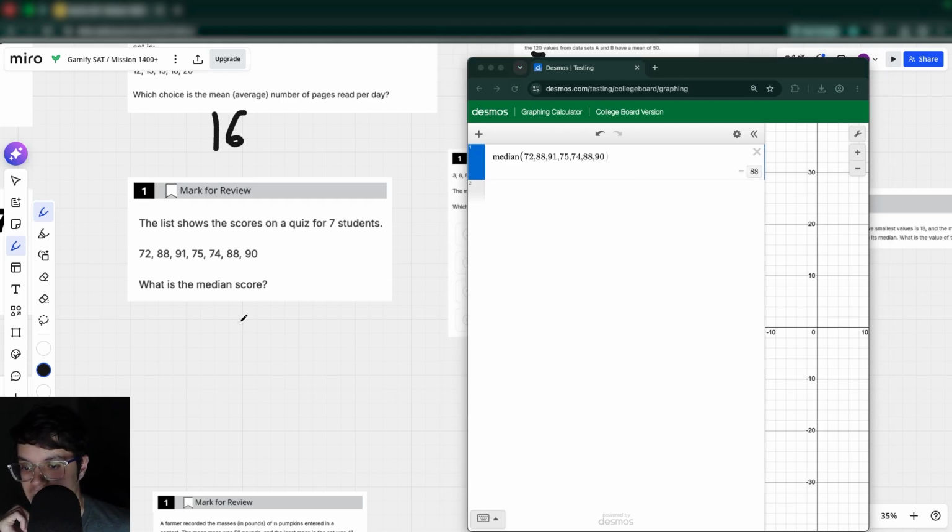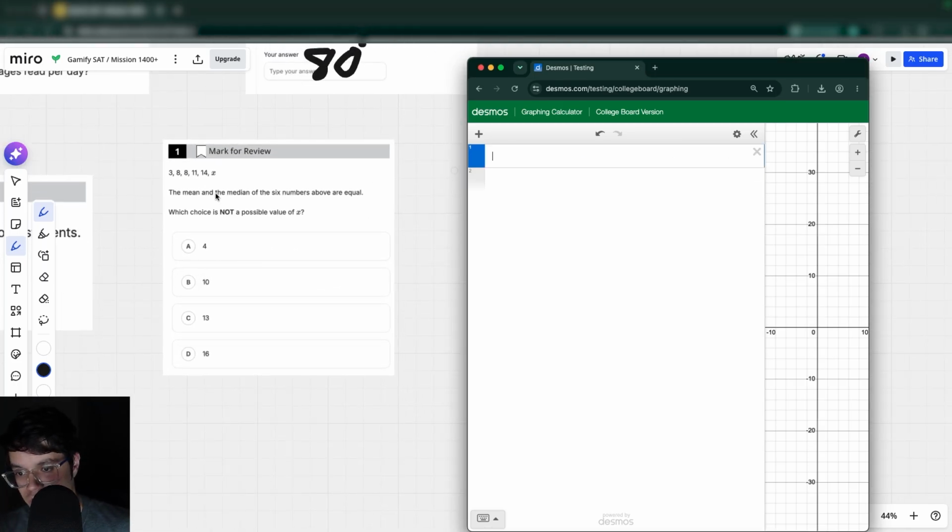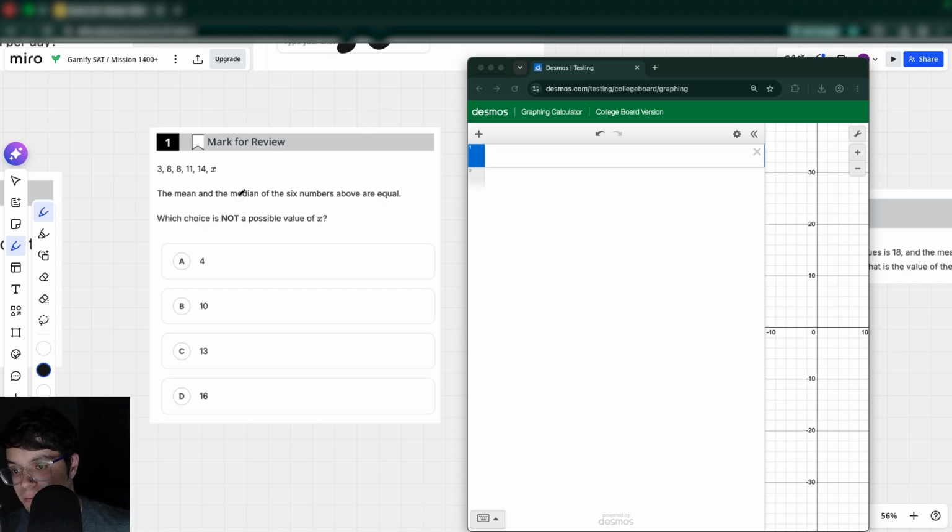Median of that would be 88, so therefore that's the answer. Harder example now, we have this set of numbers and x is one of them. It says the mean and the median are equal, which choice is not a possible value of x.